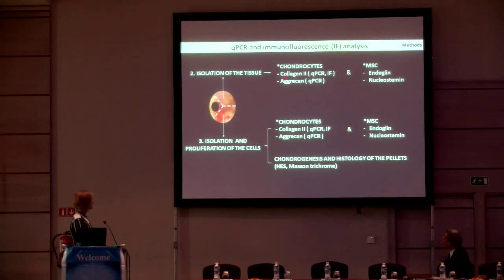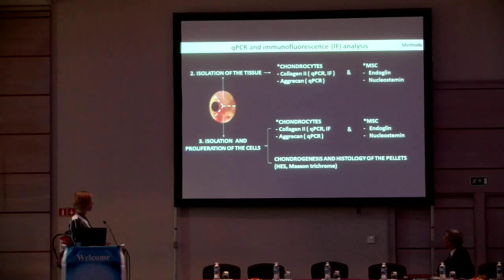The second part, as I said, we use for isolation of the tissue, and what we do, we are measuring the markers of two specific cell types, chondrocytes and mesenchymal stem cells. Chondrocytes because these are the typical cell type for cartilage, and we are expecting to find them in our osteoarthritic cartilage. And to confirm our hypothesis, we are measuring the markers of mesenchymal stem cells.